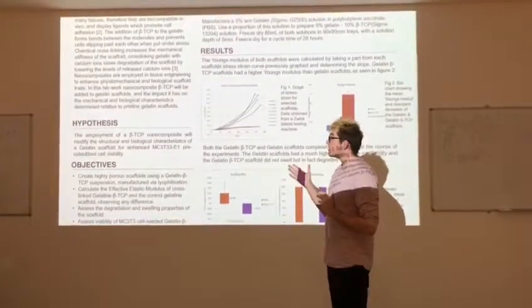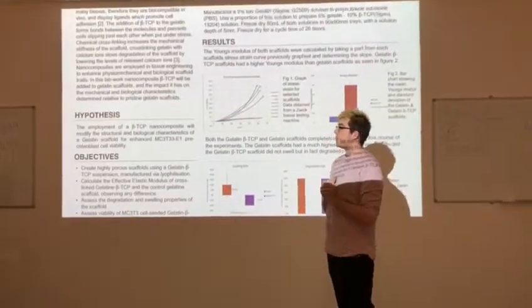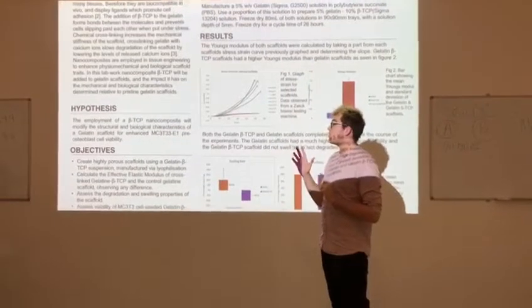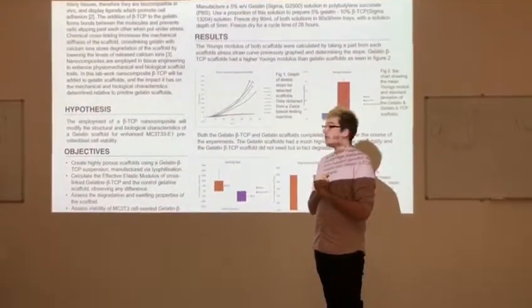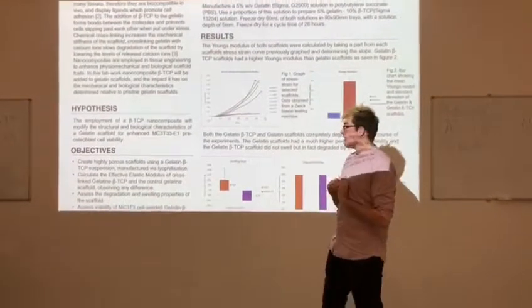In this poster, we are discussing the effect that a beta TCP nanocomposite will have on a gelatin scaffold, and we believe it will enhance the scaffold for viability of MC3T3-E1 pre-osteoblast cells.